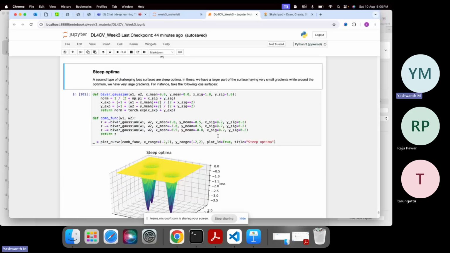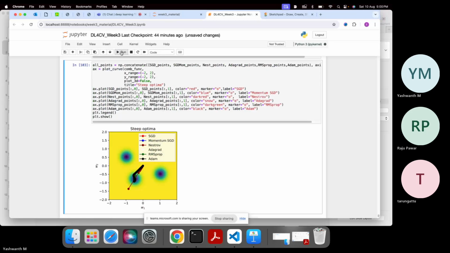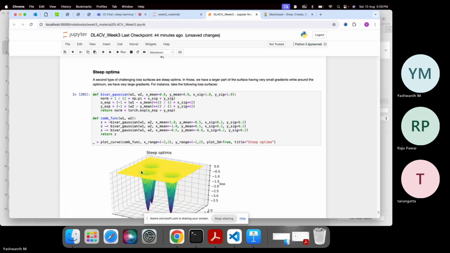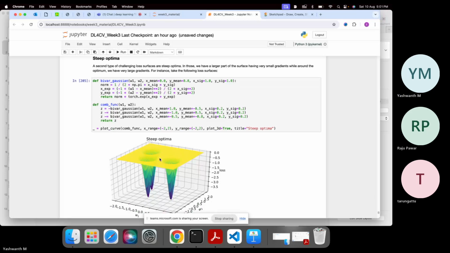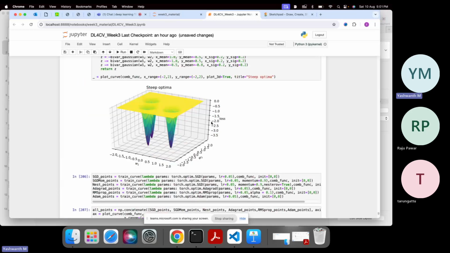Okay, so another thing is the saddle optima, right? Here also, in this kind of situation, we need to be careful while setting the learning rates and all, otherwise we end up escaping these optimum points, right? And yeah, with this we are done with today's notebook.